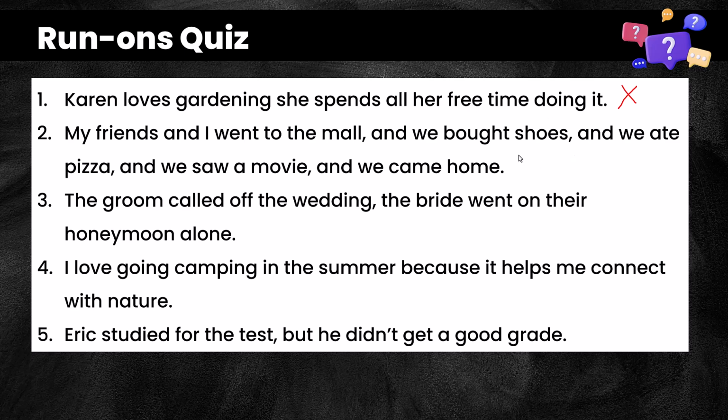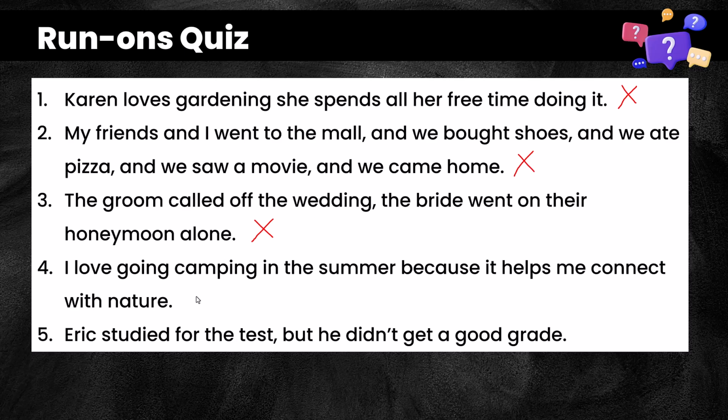Number 2 is also a run-on. This is a polysyndeton. There are too many conjunctions and it sounds repetitive. Number 3 is also a run-on. This is a comma splice. We have a comma connecting 2 independent clauses.